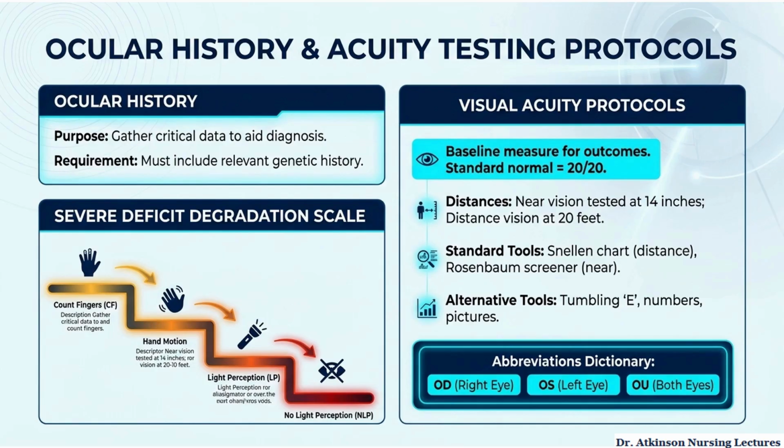Alternative methods include tumbling E-charts, numbers, or pictures. Common abbreviations include OD for the right eye, OS for the left eye, and OU for both eyes. If a patient cannot see the largest letter, assessment progresses to counting fingers, hand motion detection, light perception, or no light perception.